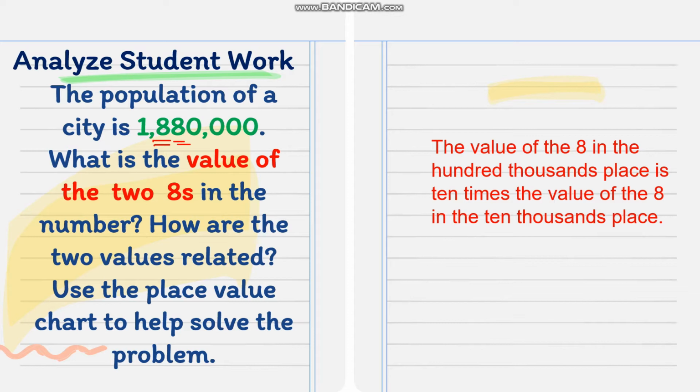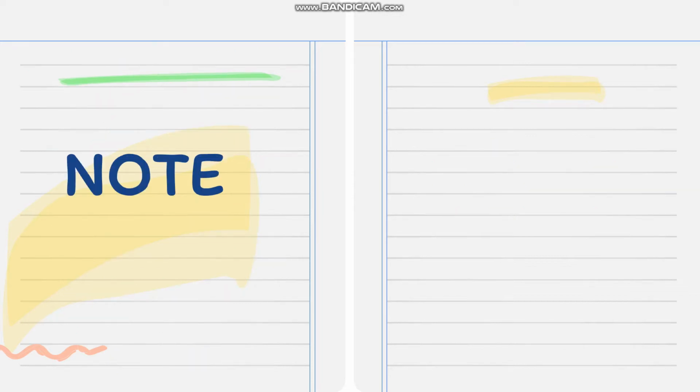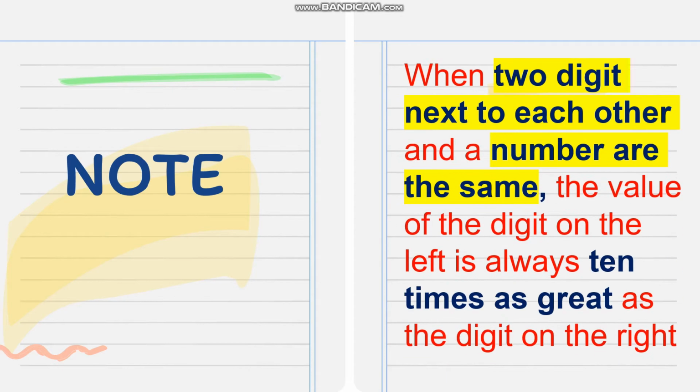Why is it 10 times as great? Always take note of this. When two digits are next to each other and the digits are the same, the value of the digit on the left is always 10 times as great as the digit to its right. Just like our example, we have 1,880,000, and you are going to find out the relationship of this first 8 and the second 8.